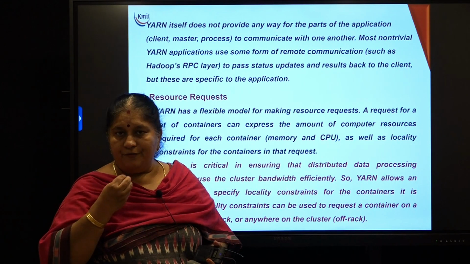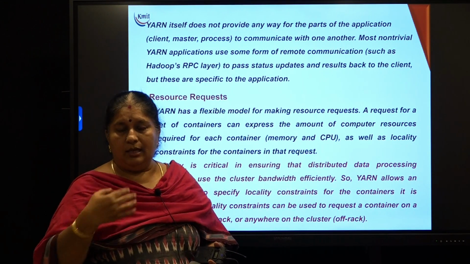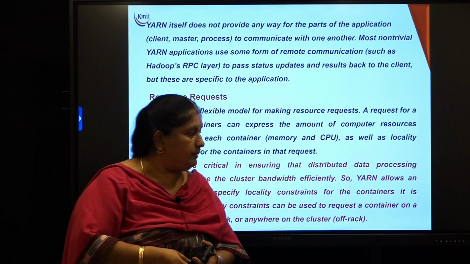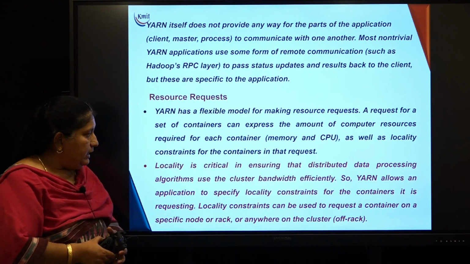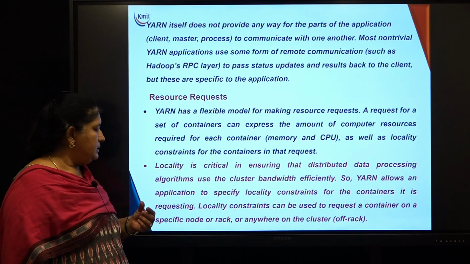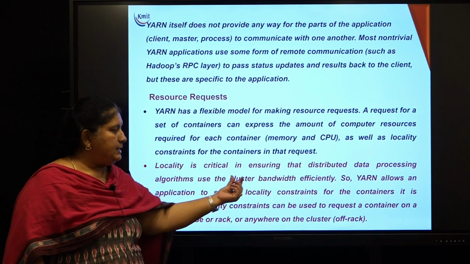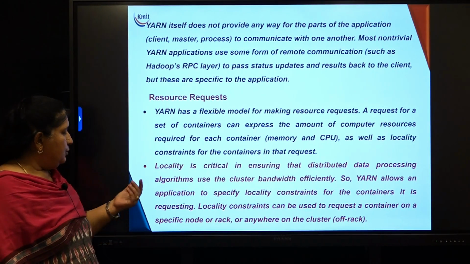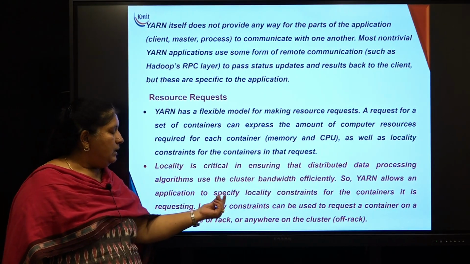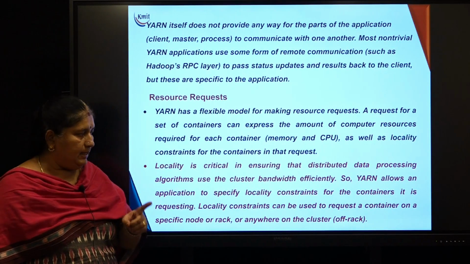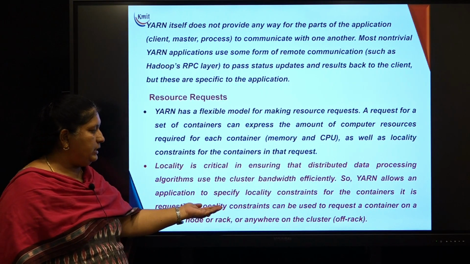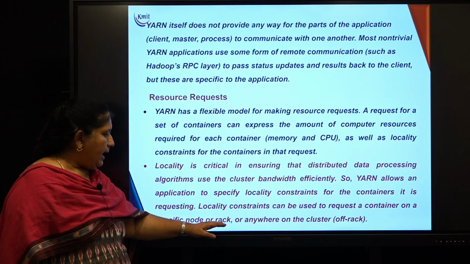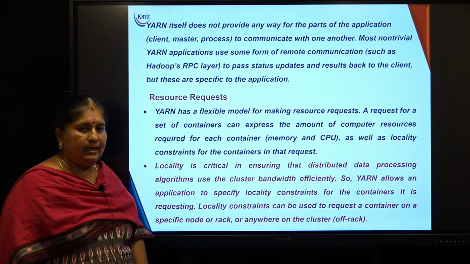On the other hand, if for everything I need to request the network, then I am the costliest application, using too much bandwidth from the network. So, locality is very critical when we are working with distributed processing algorithms, because they use cluster bandwidth and we want an efficient usage of cluster bandwidth. So, YARN allows an application to specify locality constraints for the containers. Locality constraints can be used to request a container on a specific node or a rack or anywhere on the cluster, that is off rack.